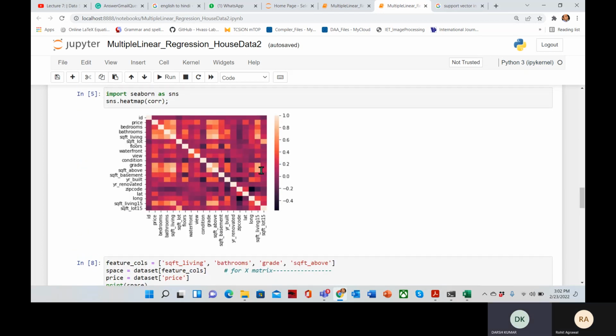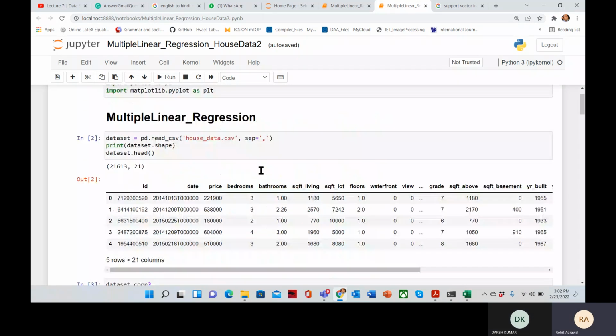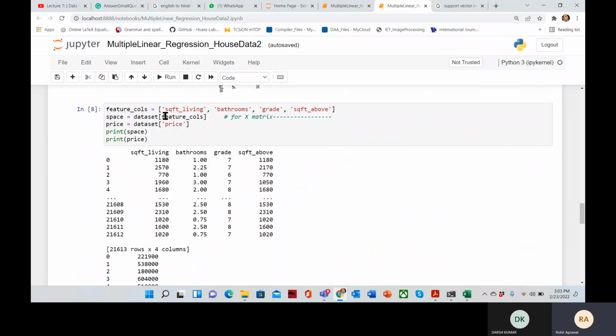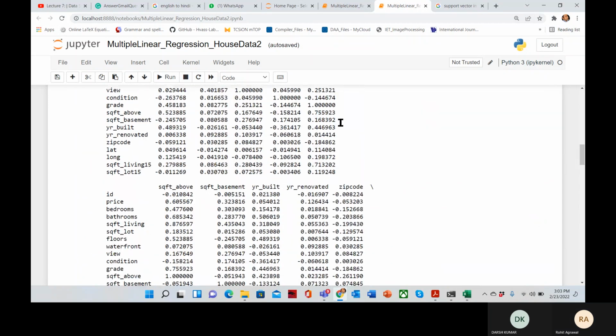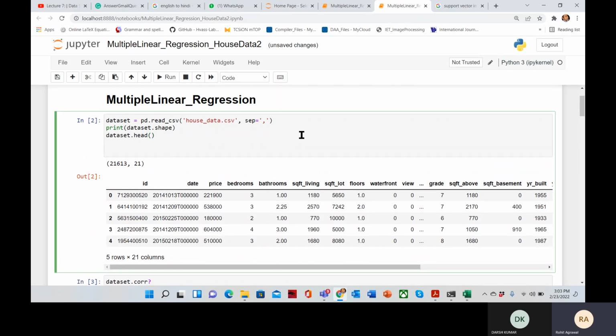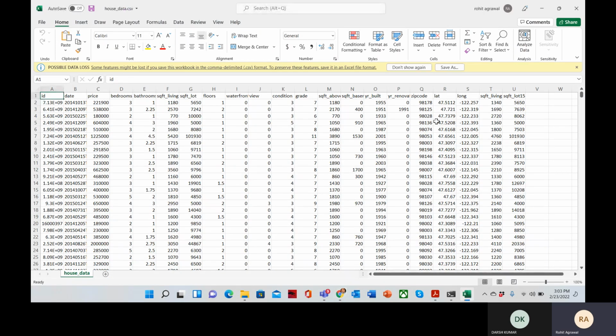Clear? Yes, sir. Okay, I'm just adding one more feature. अभी हमने कौन कौन से feature लिए हैं? We have taken these 4 features: bathroom, grade, square feet above. Okay, we can add square feet above. We have already taken square feet living. We have already taken square feet lot. Is grade required or not? There is grade.